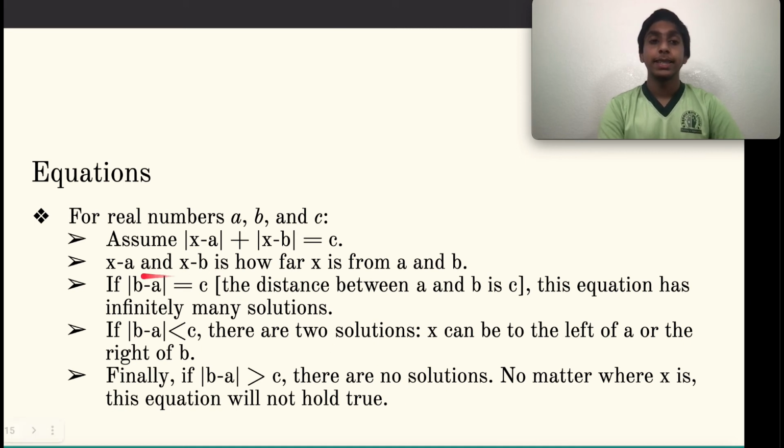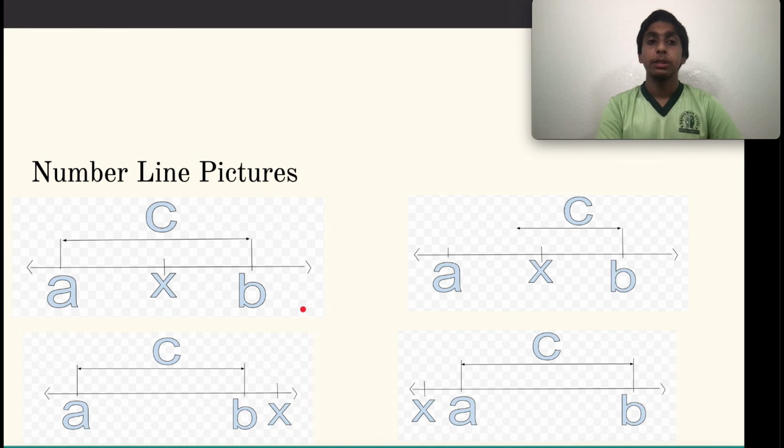So what this is saying is if we have the distance between A and X and the distance between B and X, and we also know the distance between the two, A and B, then we can create different equations and find out how many solutions we have in each case. So here's a number line picture. Here's the first situation, right?